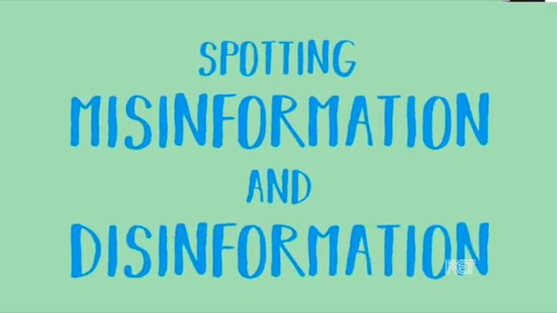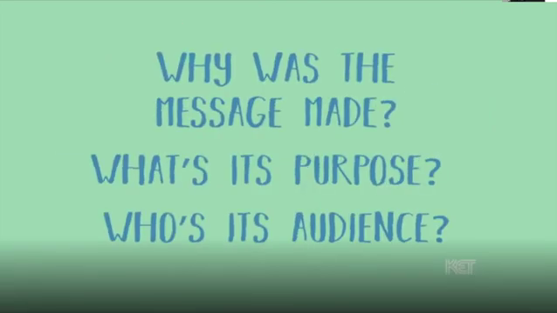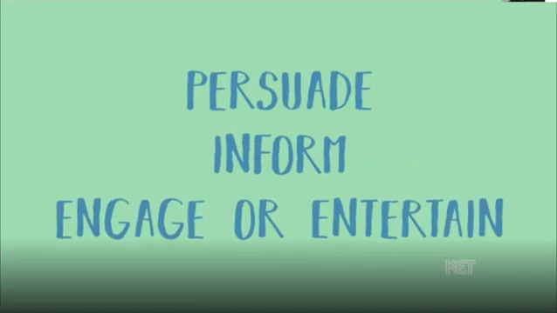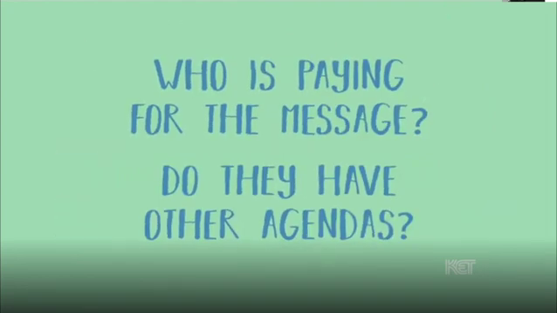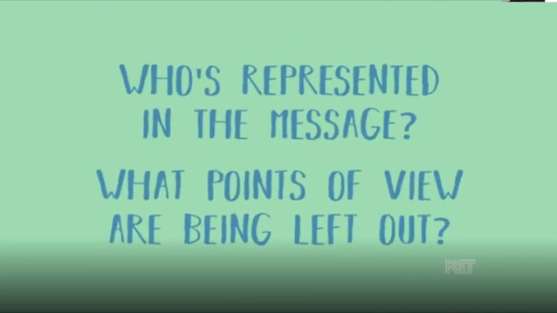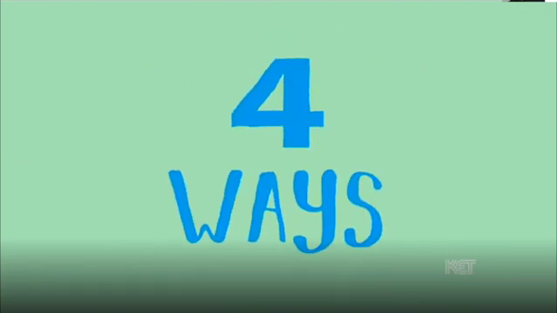To spot mis- and disinformation, it helps to ask these questions. 1. Who created this message? 2. Why was the message made? What's its purpose? Who's its audience? The purpose can be to persuade, inform, or engage, or entertain. Audience is who the message is targeting. 3. Who is paying for the message? What else have they paid for? Do they have other agendas? 4. What techniques are being used to get people's attention? 5. Who's represented in the message? What points of view are being left out? With these questions in mind, here are 4 ways to help determine if information is reliable.